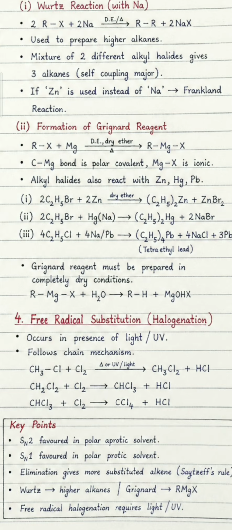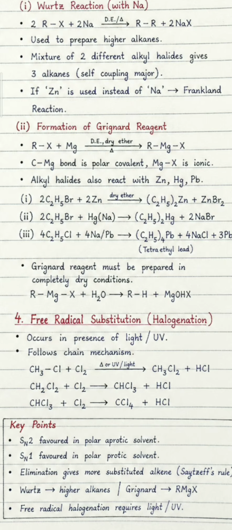And next one is free radical substitution. Halogenation occurs in the presence of light or UV. It follows a chain mechanism. When methyl chloride is treated with chlorine in the presence of UV light, it gives CH2Cl2 plus HCl, and CH2Cl2 plus Cl2 gives CHCl3 plus HCl. CHCl3 plus Cl2 gives CCl4 plus HCl.